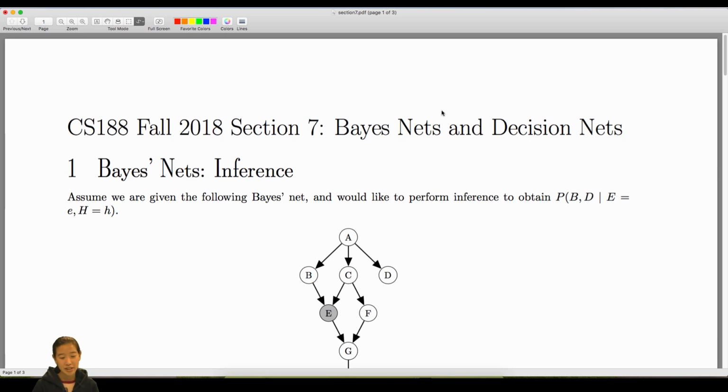Hello guys, I'm Katie and I'm going to be discussing section 7. We're going to talk about more Bayes nets and also decision nets.